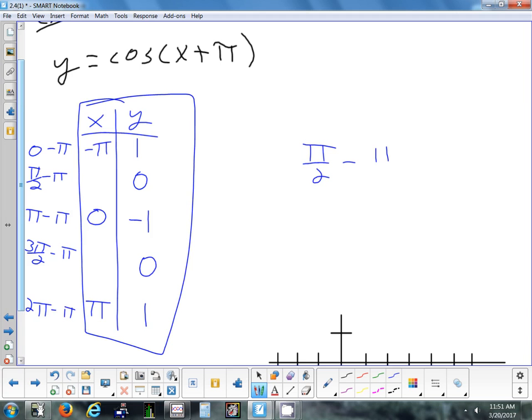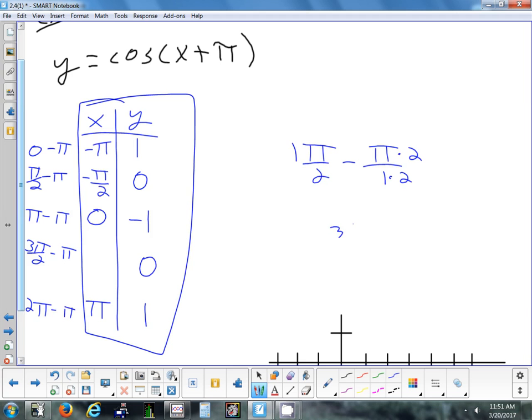Pi over 2 minus pi. What's the denominator when there isn't one? 1. It's a 1. Graham, what's my common denominator there? 2. So what would you multiply top and bottom by? 2. Okay, so what's 1 pi over 2 take away 2 pi over 2? Negative pi over 2.